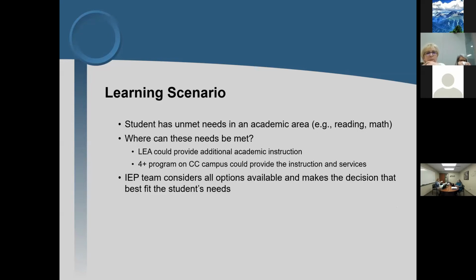For learning, maybe the student has an unmet need in an academic area, reading, math, whatever that might be. Again, those needs could be met at the LEA level. Maybe they could provide additional academic instruction in SDI, or maybe that need could be met in a 4+ program on a community college campus for one of the reasons that we stated earlier. Again, the IEP team looks at all of those different things and determines the best place for that student.